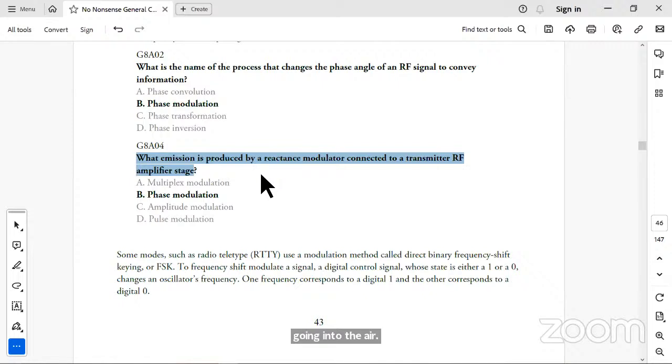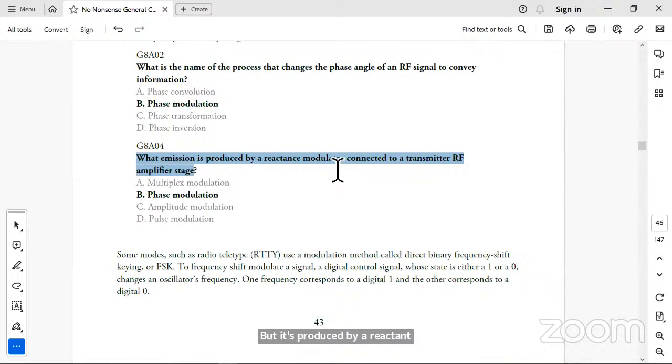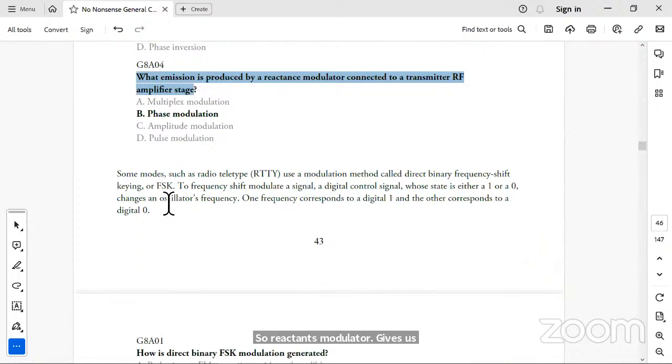But it's produced by a transmitter RF amplifier stage, right? That is what is driving the antenna. So it's a radio frequency transmission coming out of the amplifier stage. But it's produced by a reactance modulator. So we did say that in our case, when we hear reactance modulator, the modulation that we are considering is phase modulation, right? So reactance modulator gives us phase modulation. Could give us other things too, right?